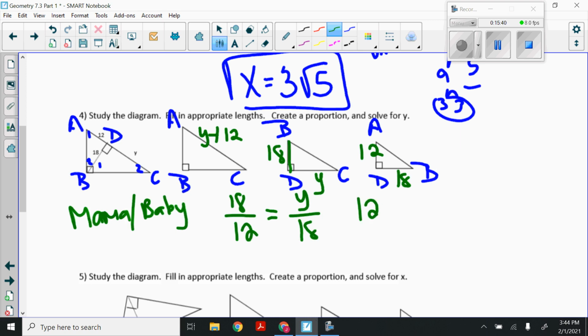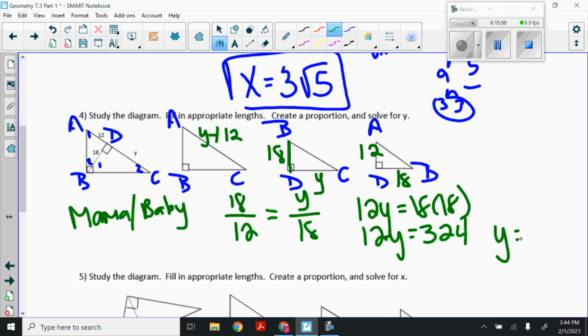Cross multiply, 12 times Y equals 18 times 18. So 12Y equals 324. And finally divide by 12. So 324 divided by 12, Y is equal to 27.